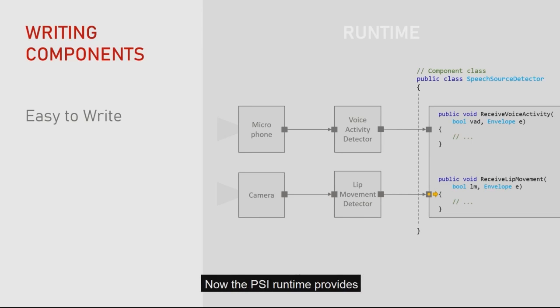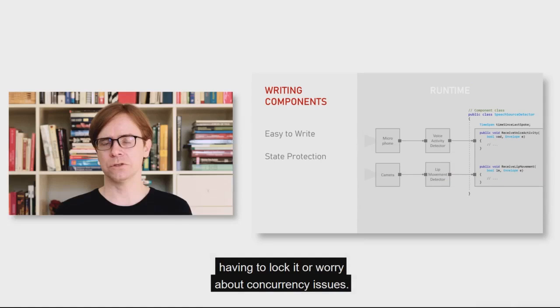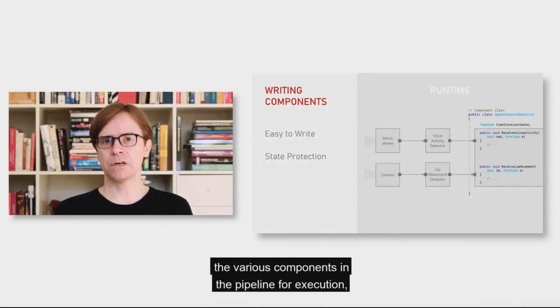Now, the Psi runtime provides a couple of other important properties here, and one of them is state protection. What I mean by that is that you can define your own state variable, like for instance this time since the person last spoke variable here, and you can touch this variable from both receivers. You can write to it and read it from both receivers without having to lock it or worry about concurrency issues.